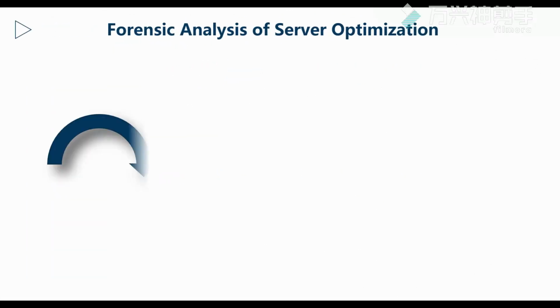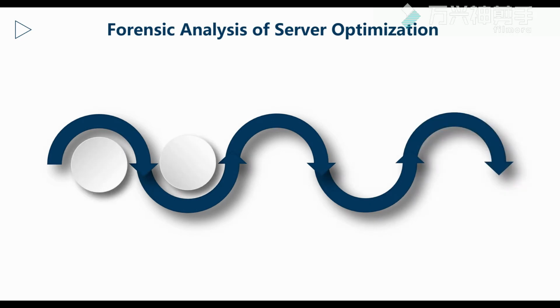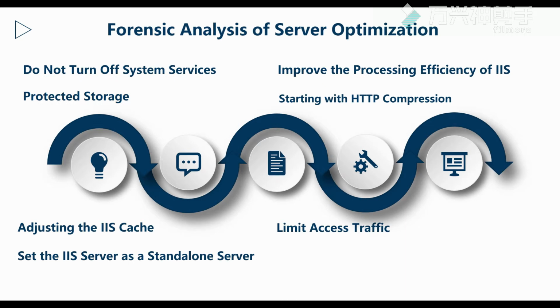And the next is about forensic analysis of server optimization. There are 4 notices we have to know. One is do not turn off system service, because this step is to protect storage. And then is about improving the processing efficiency of IIS. We start with HTTP configuration, and the third, we adjust the IIS cache. We set the IIS server as a standard log server. And the last thing is limit access traffic.